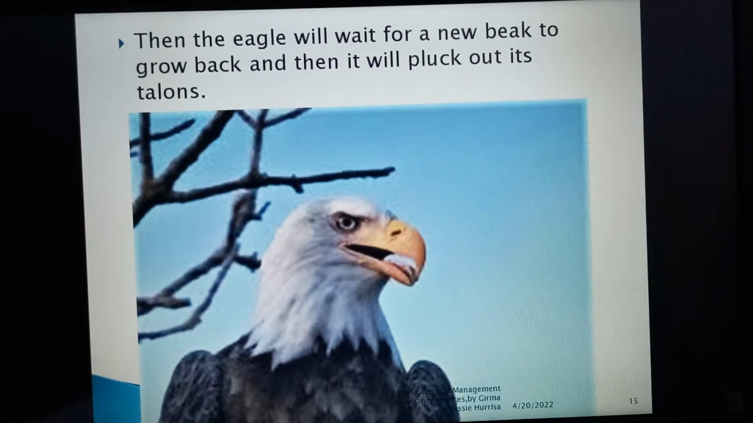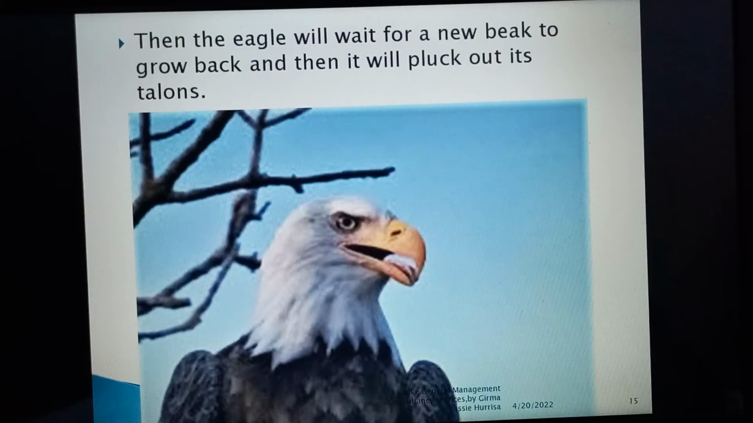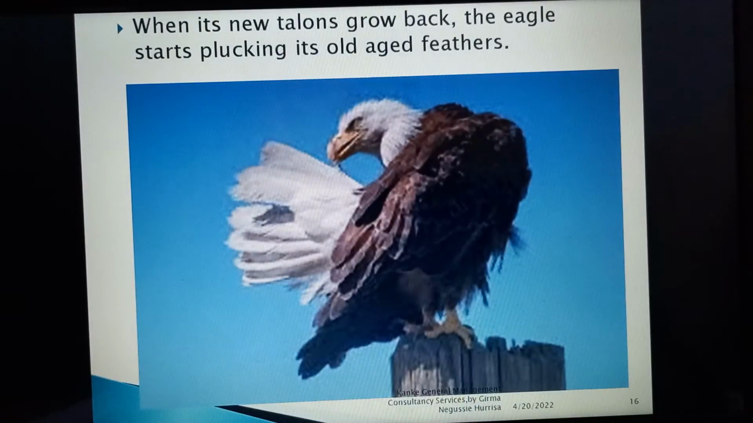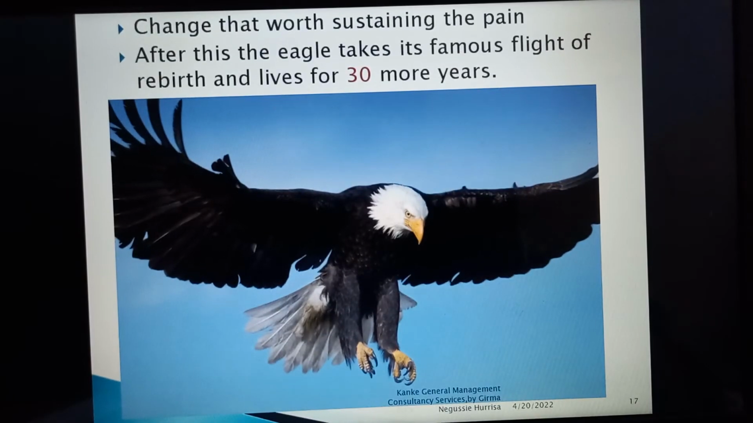Then the talons, it needs to pluck out its talons, because the talons have already become longer and can't grab the prey. Then what is left is the thick and old feathers that need to be removed. That is, plucking its old-age feathers is another decision. After making all these change processes, these processes are very painful and it costs.